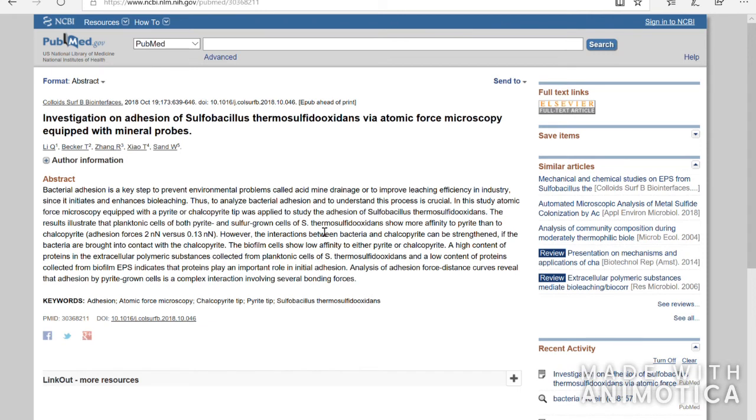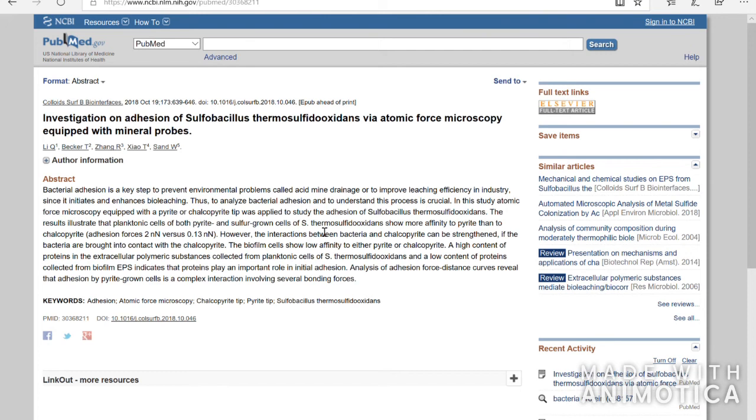They just didn't indicate that they abbreviated EPS, or at least I'm assuming that EPS is what I just said, indicates that proteins play a role in initial adhesion. So that's the answer to your question. Proteins play a role in the initial adhesion of that bacteria to pyrite or chalcopyrite.